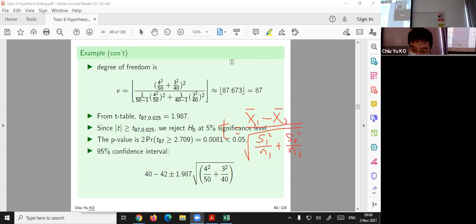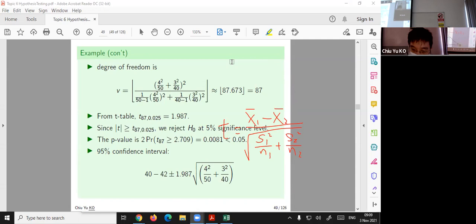And the answer is 87.6. Remember, this has the notation we call the mathematical floor, or round down, which means that we only take the integer part and forget about the decimal places. So for 87.67, we will take the integer, which is 87.